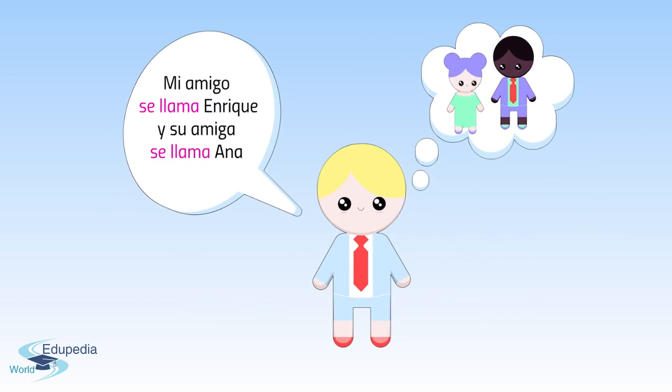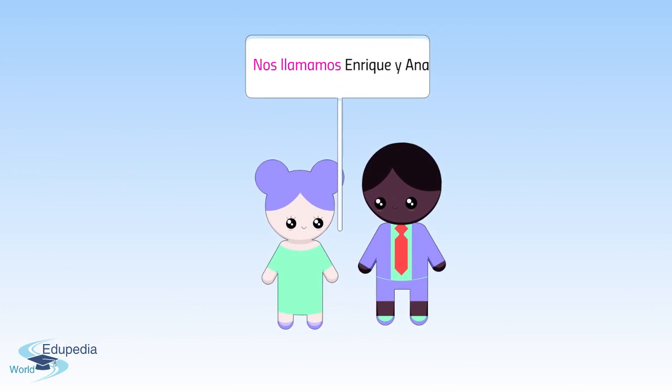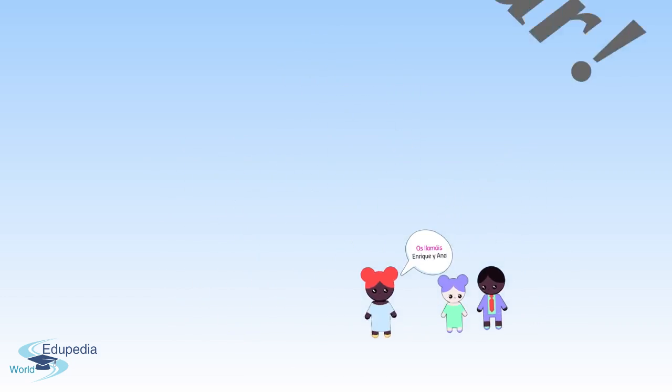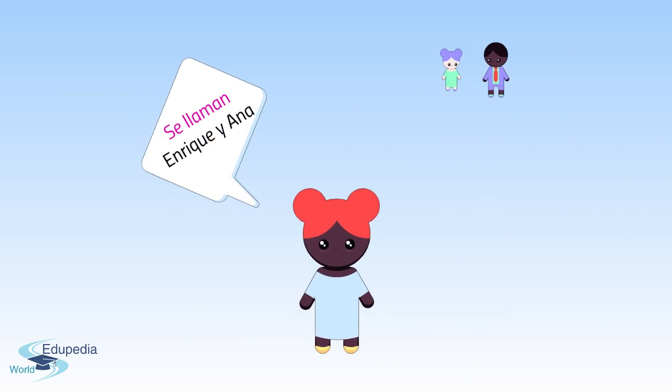And here, for example, mi amigo se llama Enrique y su amiga se llama Ana. Nos llamamos Enrique y Ana. We call ourselves. We are called Enrique y Ana. Os llamáis Enrique y Ana. Actually, she's saying, you are called Enrique y Ana. Se llaman Enrique y Ana. She's telling us they call themselves Enrique y Ana.